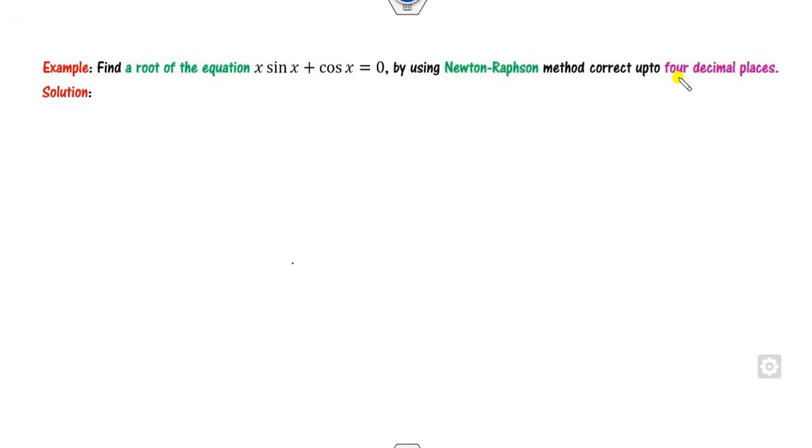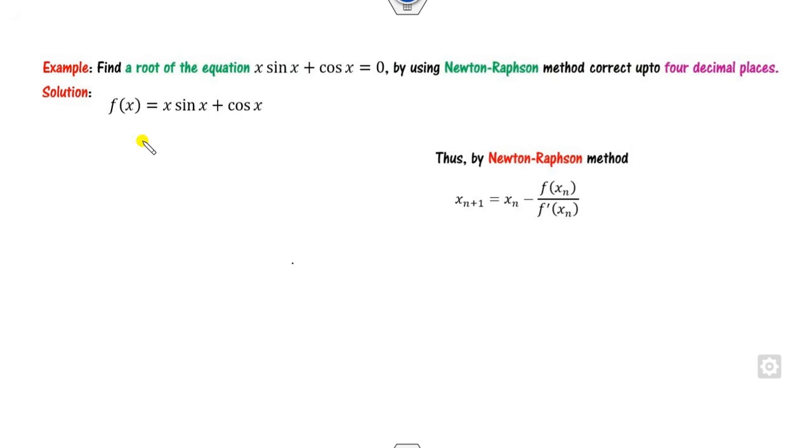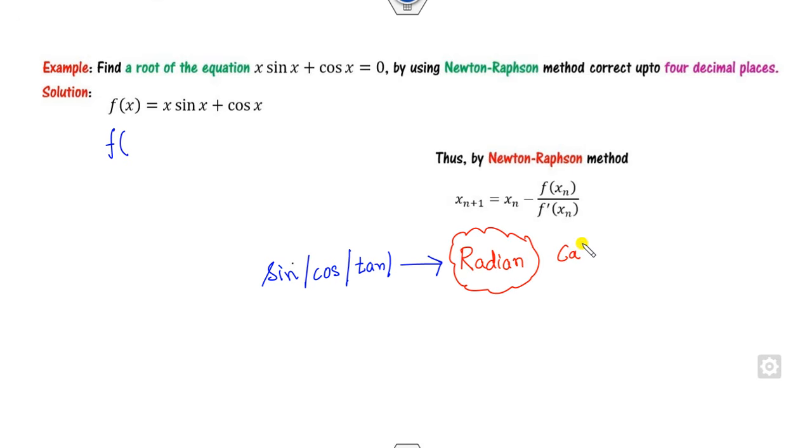Now again in this case we have to find up to 4 decimal places. Again the initial value is not given to you, so we can start with this. Remember, whenever you have sine, cosine, tan, secant, any trigonometric function, you have to set your angle in radian. In your calculator you have to set your angle mode as radian. Now what is the sign of 0? Cos of 0 is 1, which is positive.